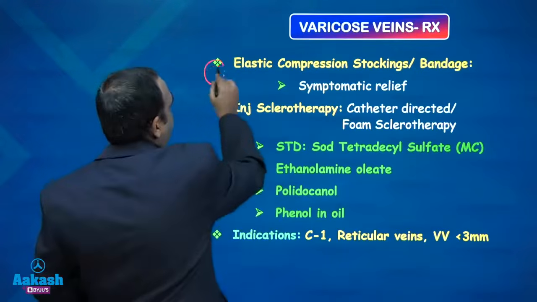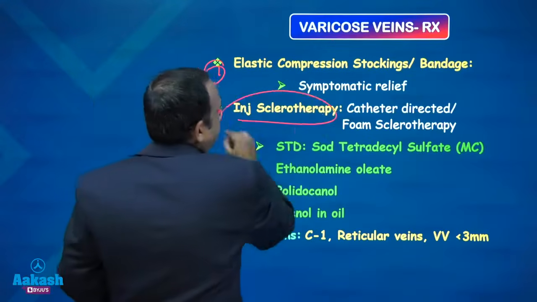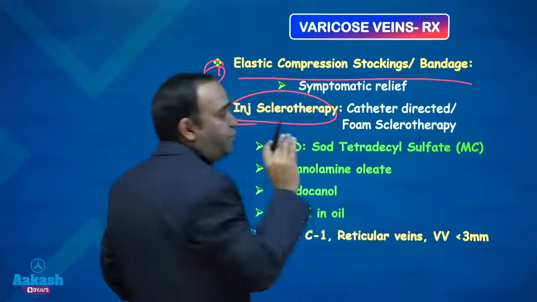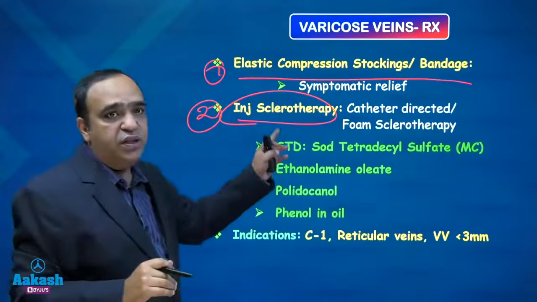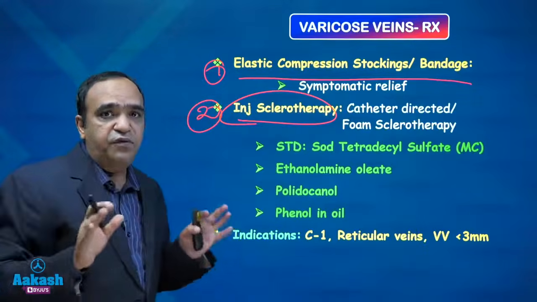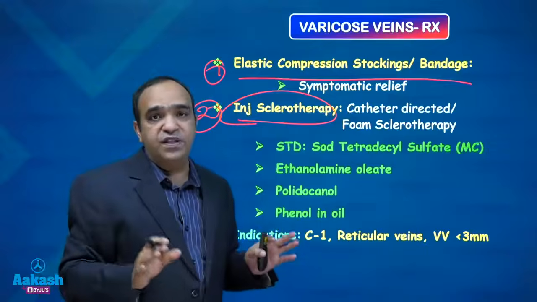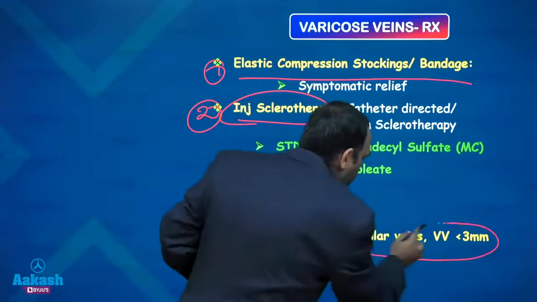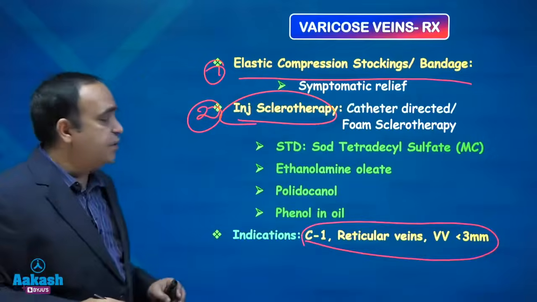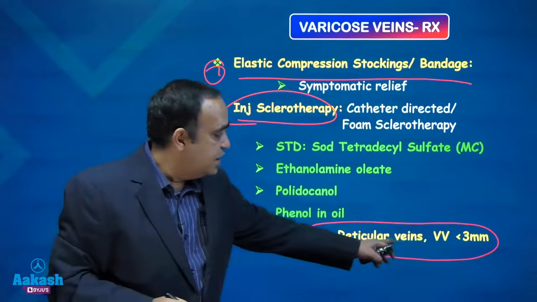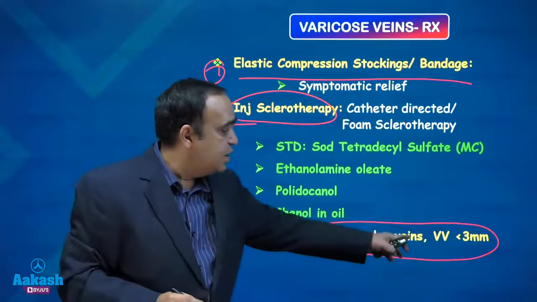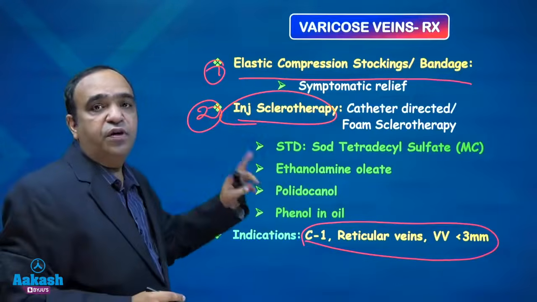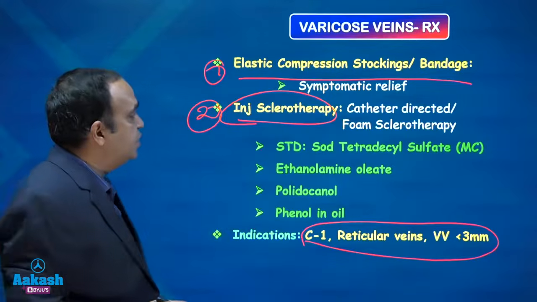Okay, so that's one. Then second is injection sclerotherapy. So this is not curative, only for symptomatic relief. Sclerotherapy, again it's not helpful for properly formed varicose veins, bigger varicose veins. It is indicated only in smaller veins, reticular veins or dermal flares. C1, that is, CEAP classification, smaller than 3 millimeter. Okay, not useful for bigger veins more than 3 millimeter.